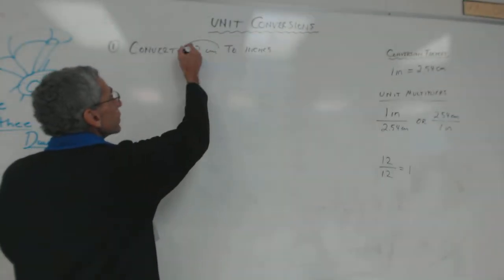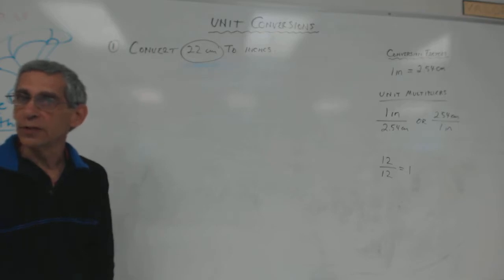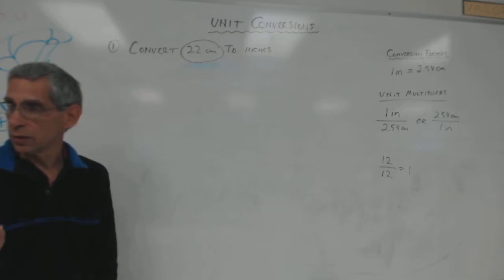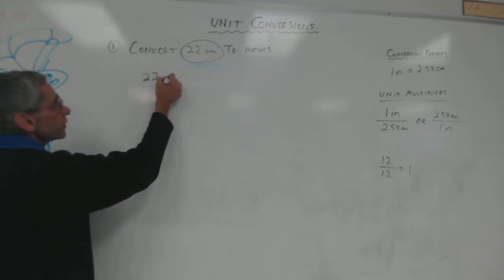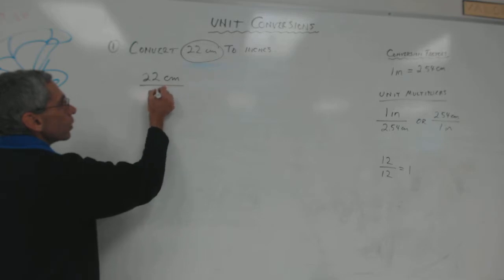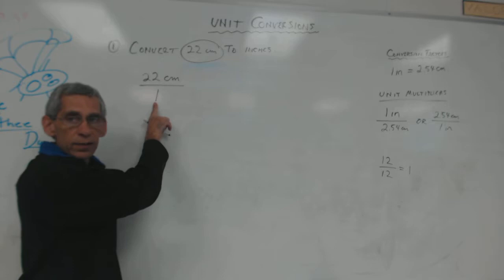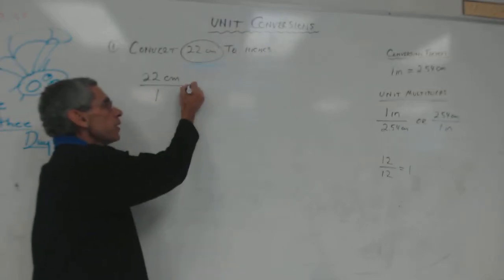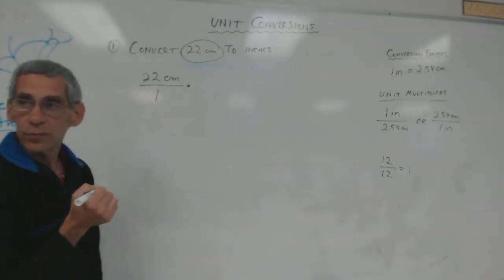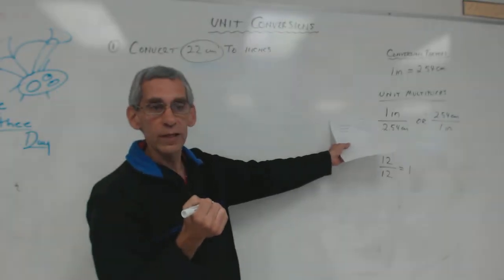You take the number that you've been given and you put it over 1. You always write the centimeter. The 1 is the only exception. It's the only place you do not write a unit. Okay, so make sure you write this down in your notes. So 22 cm over 1. That's the only place that you do not put a unit, is that 1. Does that make sense? Now, I am going to multiply this times 1. I'm going to multiply it by one of these ones.